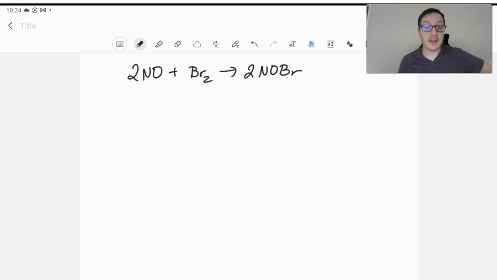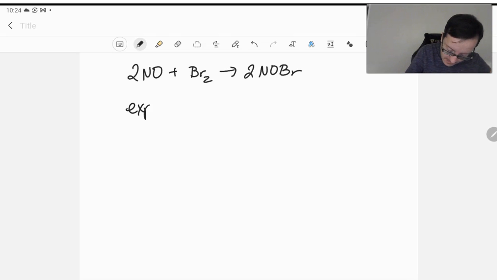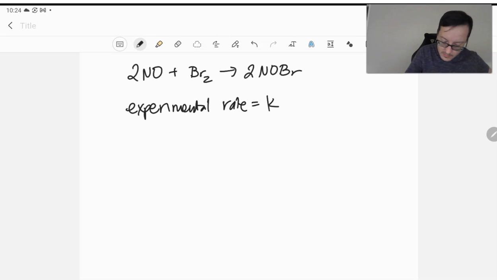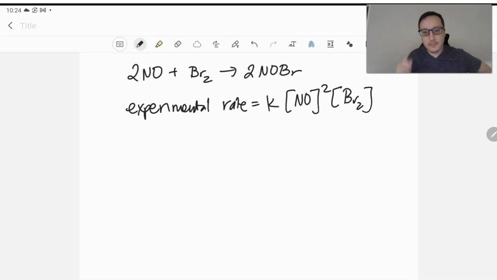Let's consider another reaction. In this one, we'll see that the rate law that was determined experimentally, there we go, rate law, is k[NO]²[Br2]. Hooray, we're done. Just kidding.